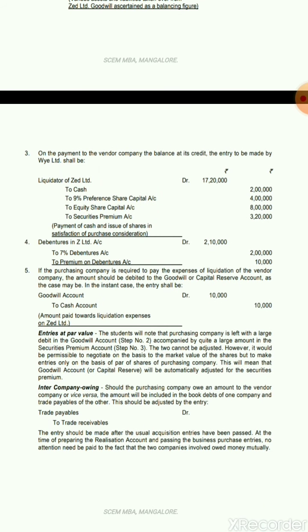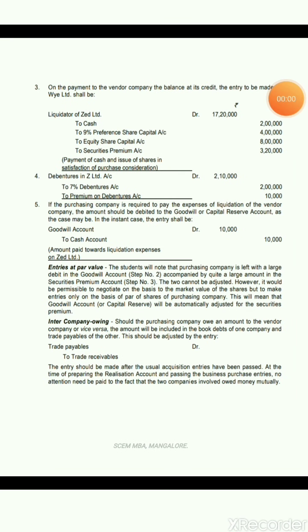Then next entry, okay, and the next entry is for payment made to the liquidators of the selling company. So, liquidator of selling company account debit to various modes of paying the amount. So, to cash, in the form of cash we have paid 2 lakh. If you could see the purchase consideration there, we have calculated 40,000 plus 1 lakh 60,000, which is 2 lakh. Then 9% preference share capital, actual amount of preference share capital is 4 lakh and actual amount of equity share capital is 8 lakh, and the difference is securities premium, the amount which is being paid extra. The difference is securities premium, 17 lakh 20,000 minus 2 lakh minus 4 lakh minus 8 lakh. So, the difference is 3 lakh 20,000.